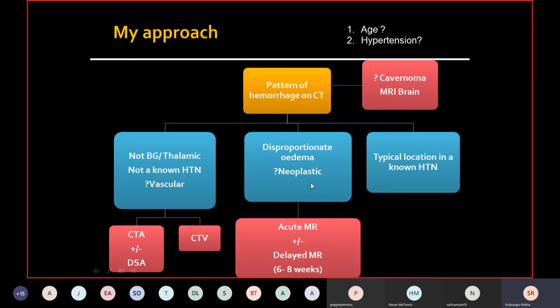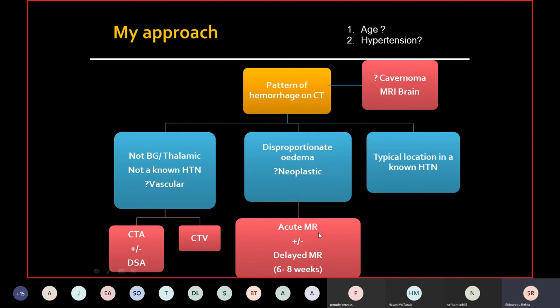If, on the other hand, the pattern of hemorrhage on CT shows significant edema surrounding the clot, which would be unusual for a day 0 clot, then you would be thinking of an underlying neoplastic etiology. And in those cases, our protocol at least is to do an acute MR.